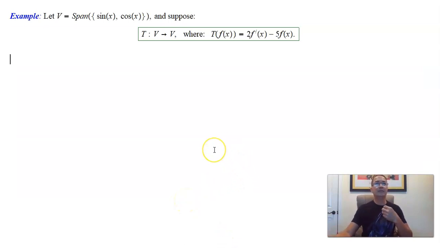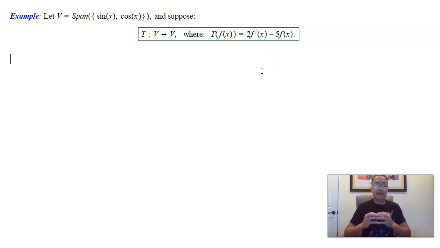All right, so here's another example of a function space which is preserved by the derivative. We have V is the span of sine of x and cosine x. Now, of course, these two functions are linearly independent. We have two functions, they're not parallel. Sine of x is not a multiple of cosine of x. So that is a two-dimensional function space. So what are we going to do? We're going to have as our linear transformation input f of x, output twice the derivative minus 5 times the function.